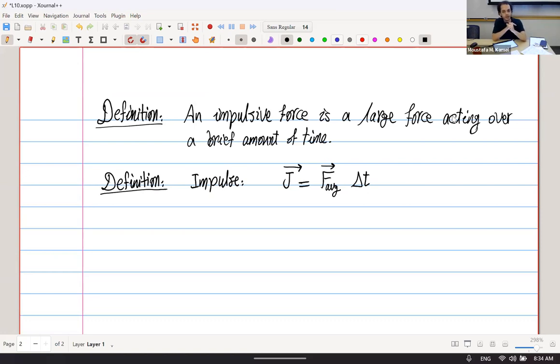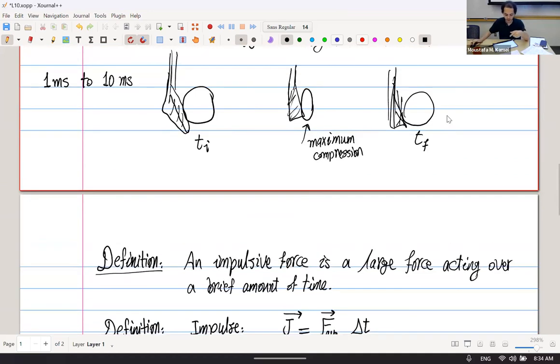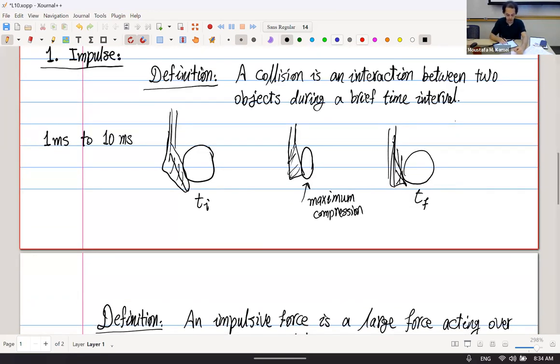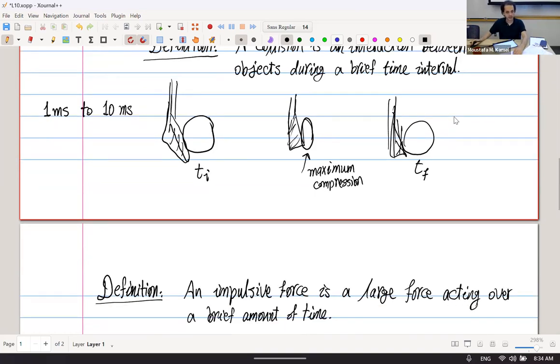First, the actual force is very complicated. In general, it's not constant. For example, in the beginning here, the force was starting slowly, and then at maximum compression, it was very large, and at the end, the force decayed. So the shape of the force is not straightforward. So we take the average of that.